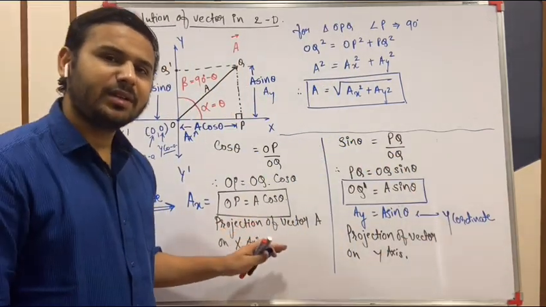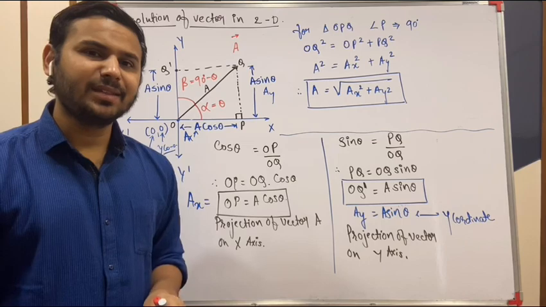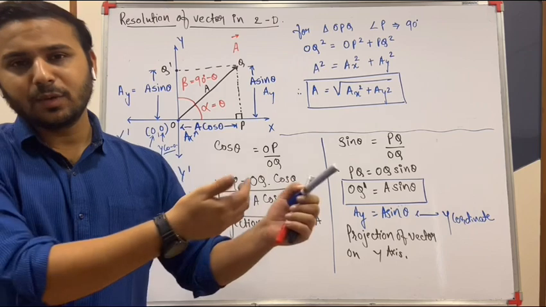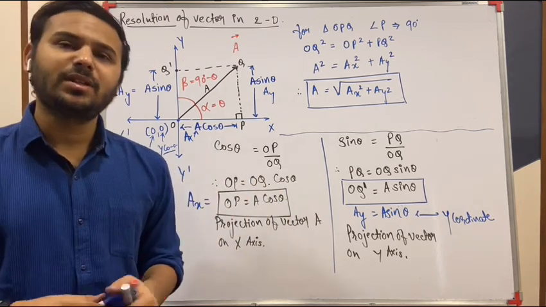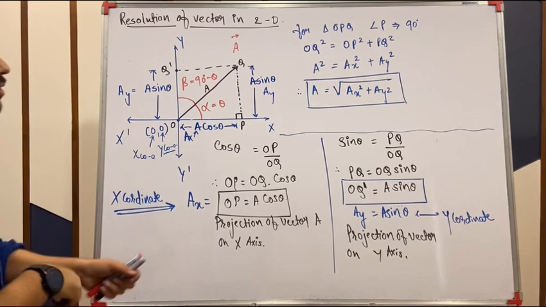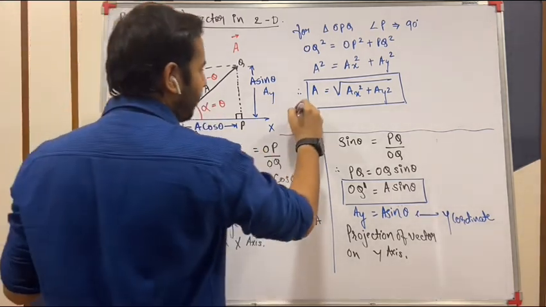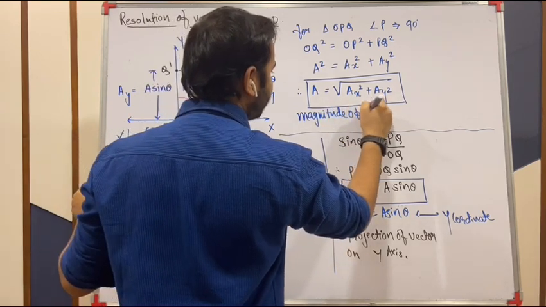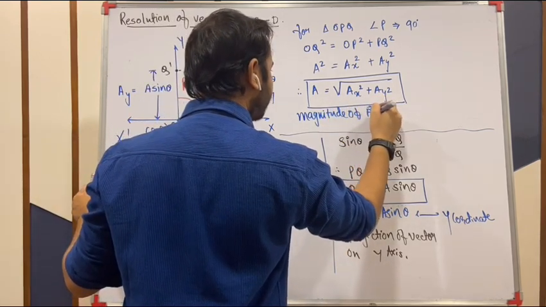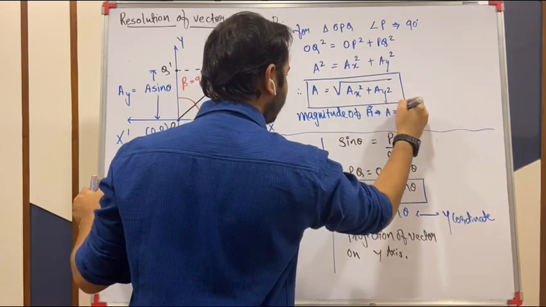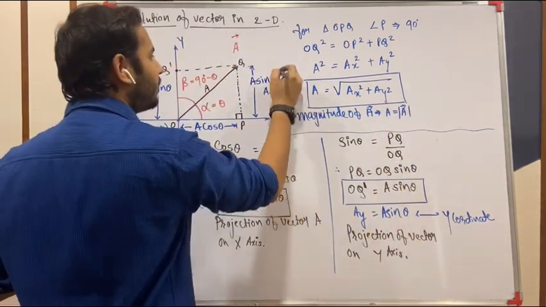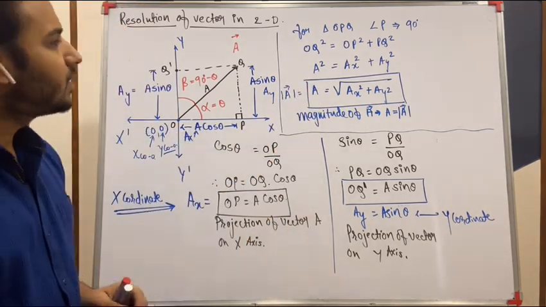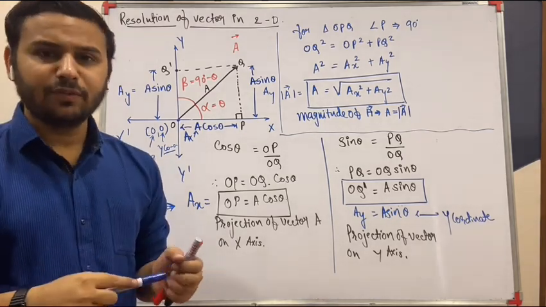AX is A cos theta. AY is A sin theta. Instead of AX, you can write A cos theta. So A square cos square theta plus A square sin square theta. You get A square common. Cos square theta plus sin square theta will be 1 only. So this is the magnitude of vector A, which can be written as A or mod A. These are the symbols of magnitude of vectors.